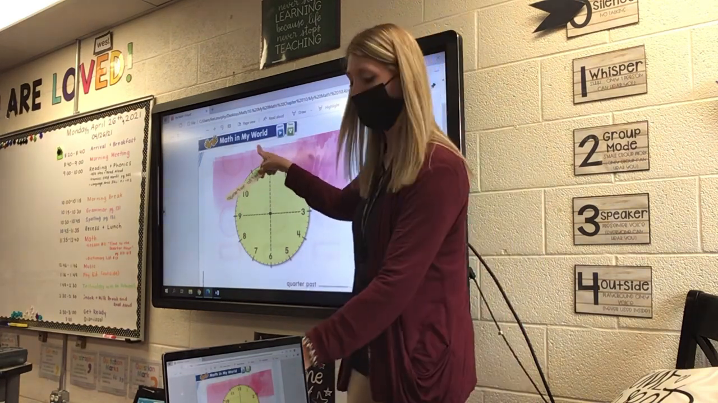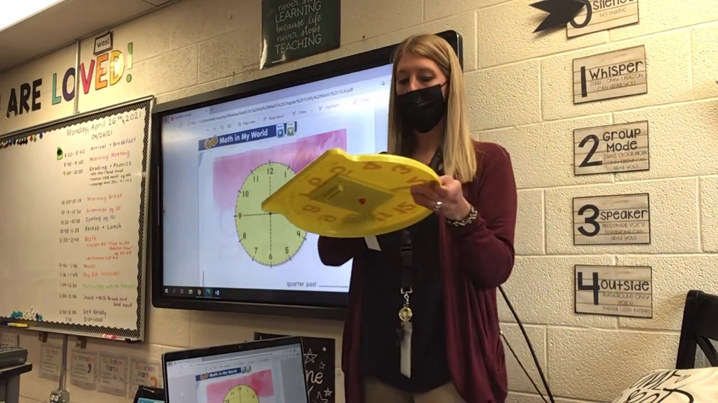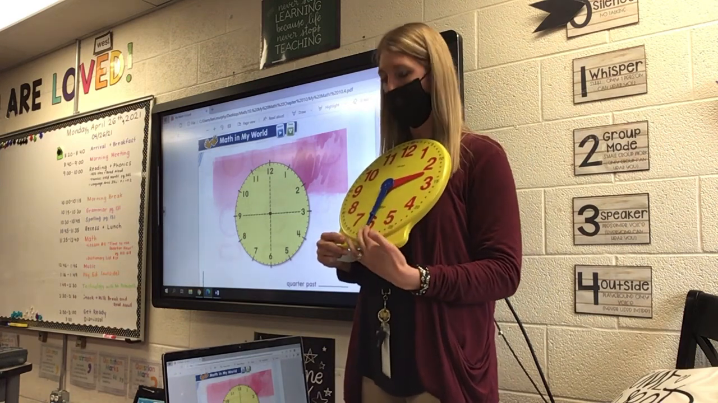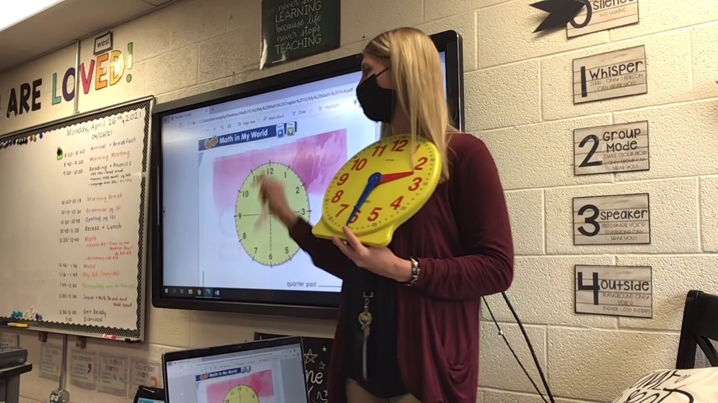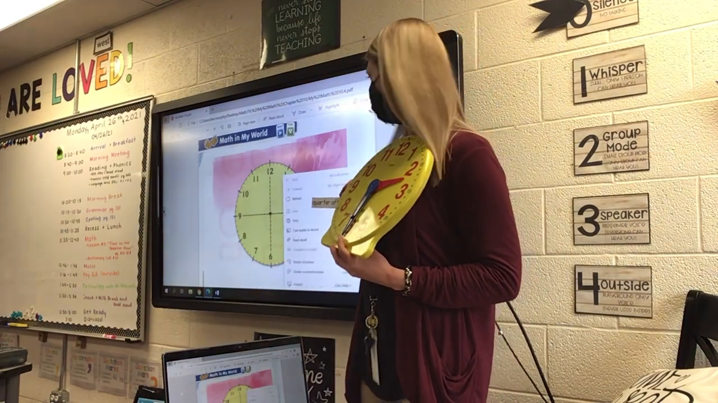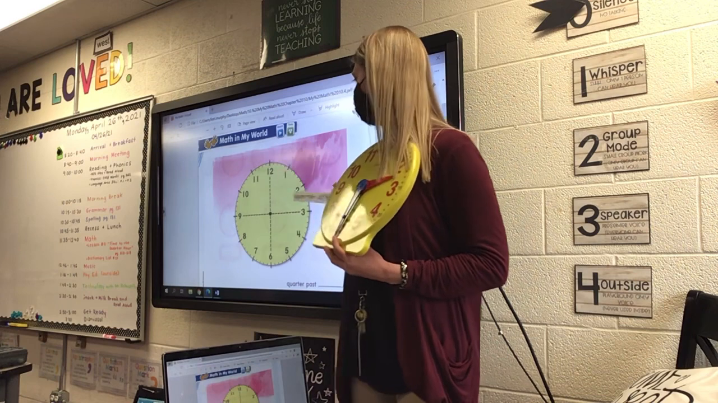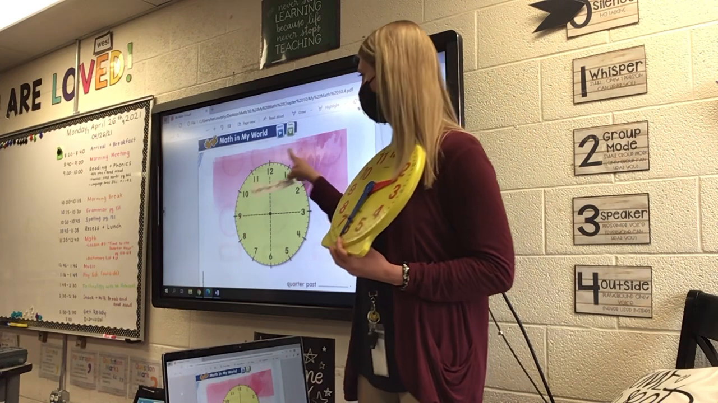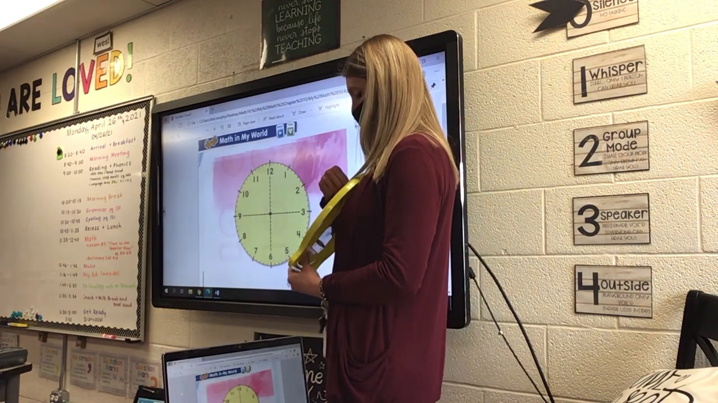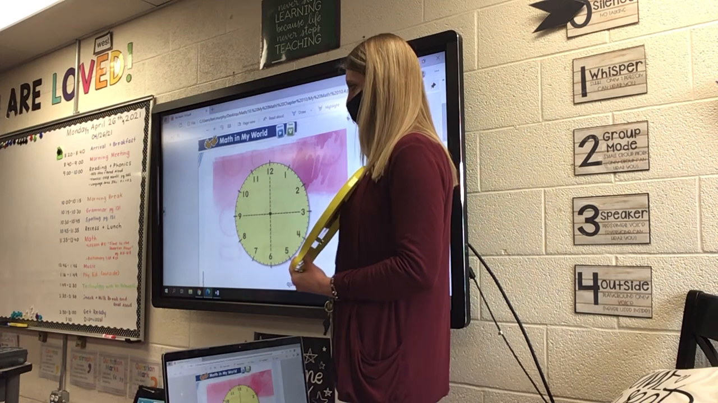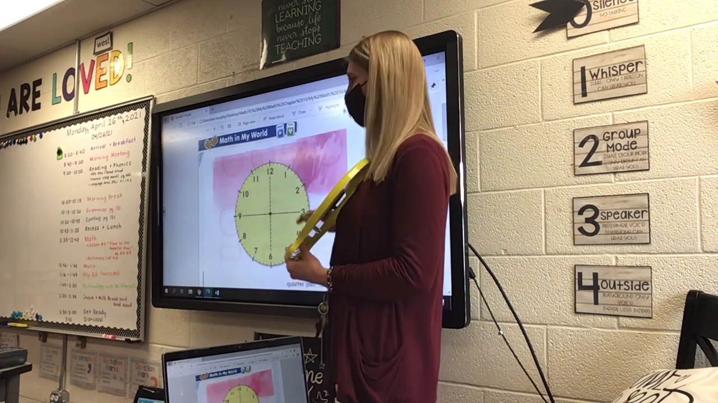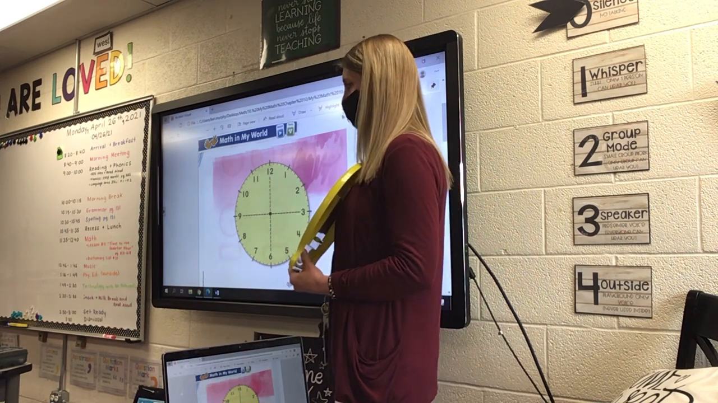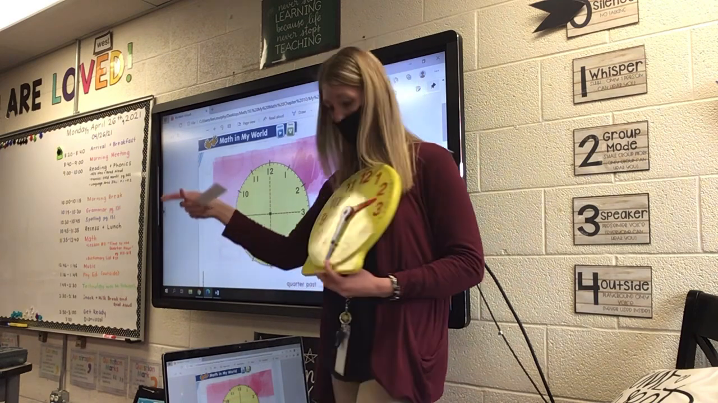what if my minute hand goes from a quarter after all the way down to the bottom? How far has it gone around the clock, Carson? No. This is a quarter. Carson, my minute hand starts here and it goes down to the 6. How much of that clock has it gone around? Watch. Top to the bottom. A half of an hour.